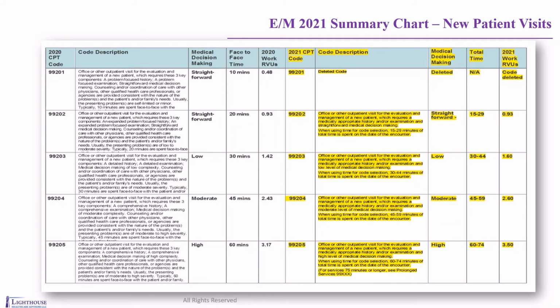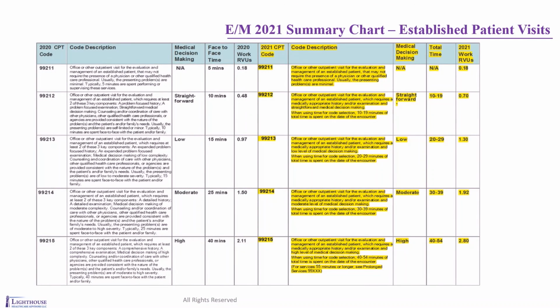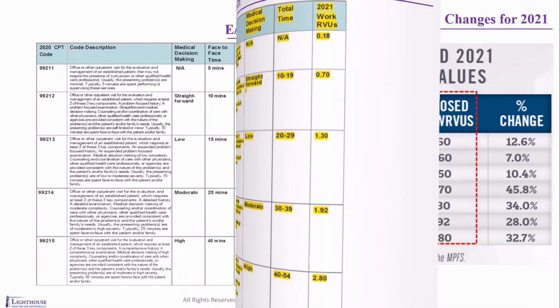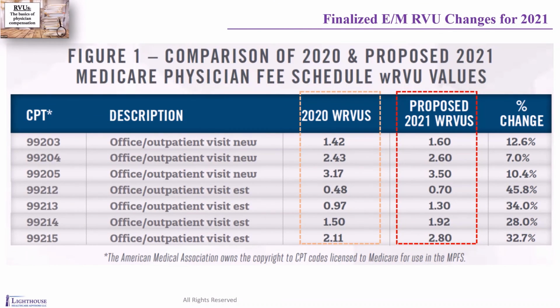This slide is an overall comparison between prior 2021 and effective January 1, 2021 E and M changes for new patients. The last column highlighted in yellow has a working RVU for each office visit level. This slide is an overall comparison between prior 2021 and effective January 1, 2021 E and M changes for established patients. The last column highlighted in yellow has a working RVU for each office visit level. This slide showcases prior 2021 and effective January 2021 working RVUs.